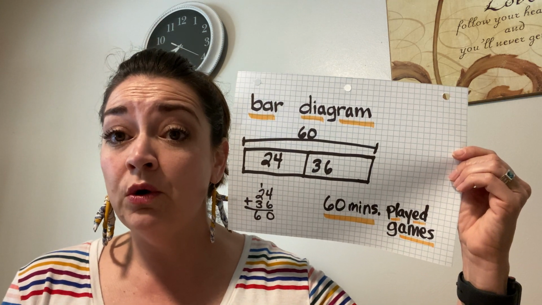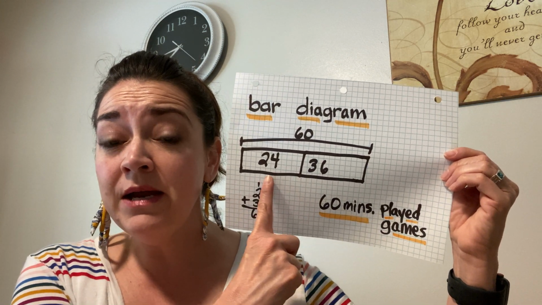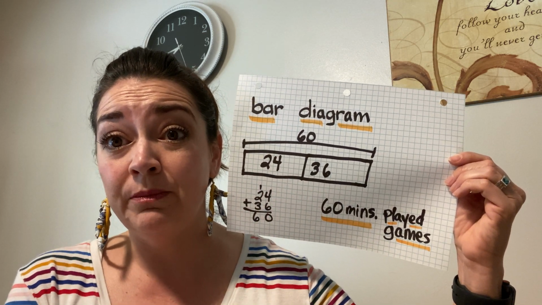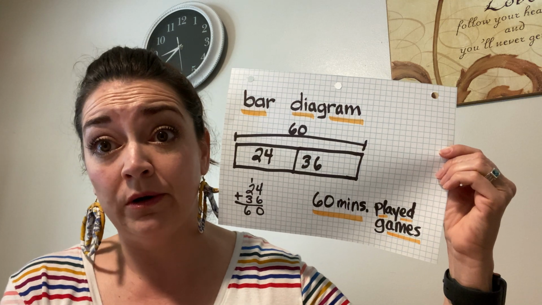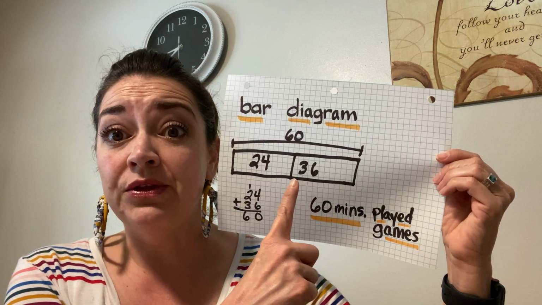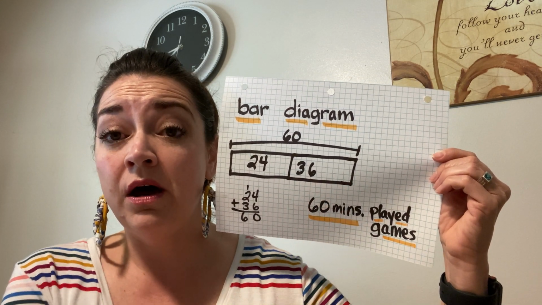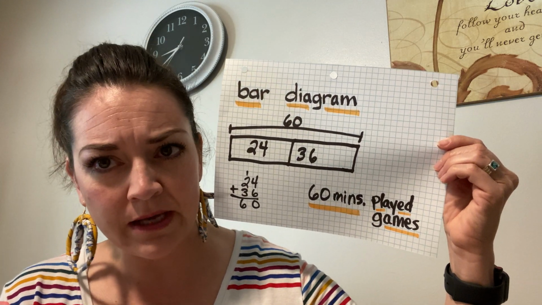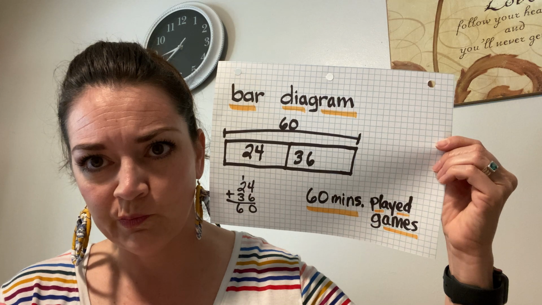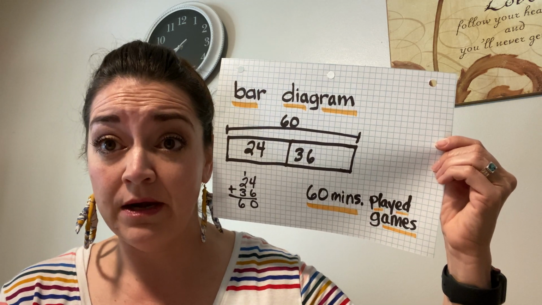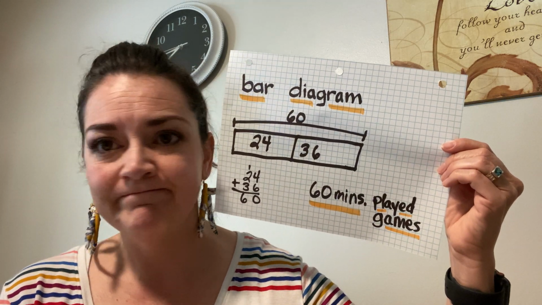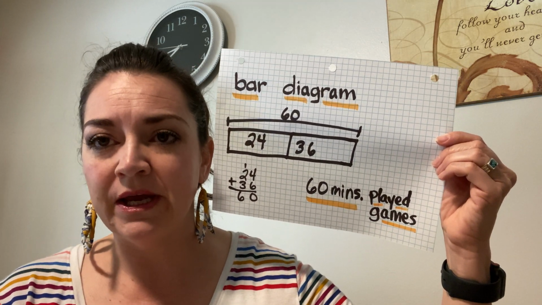And they might give you a word problem that says, I played video games for 24 minutes. I took a break and ate lunch for an hour. And then I played 36 more minutes of video games. How many minutes did I play video games? So you would use a bar graph for that. So was it important that I ate lunch for an hour? Nope. They'll give you information like that.